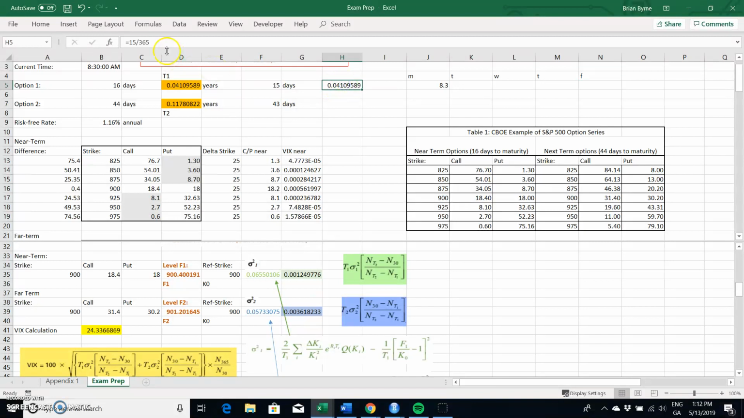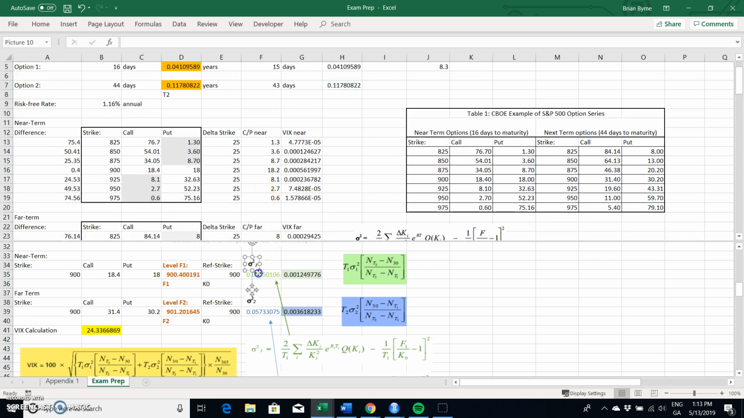So 15 divided by 365 gives us the maturity. Likewise, we originally said the longer term contract was for 44 days, but we only actually use 43 for the same reason. It's currently 8:30 in the morning. Settlement is at 8:30 in the morning on the day of expiry. If we divide not 44 but 43 by 365, we get the relevant maturity. So the maturity that we're using here is 0.117808..., 0.0822, likewise here. Okay, so that's just when we're running our estimate here.